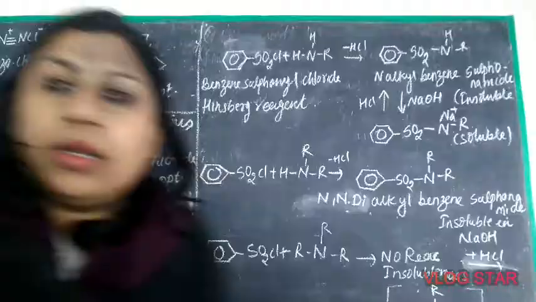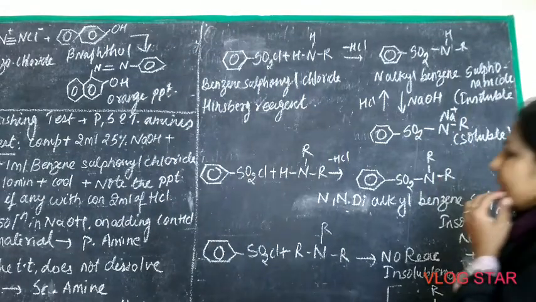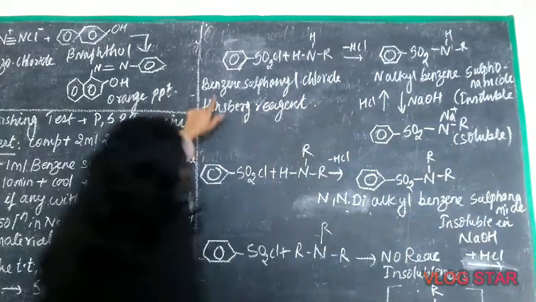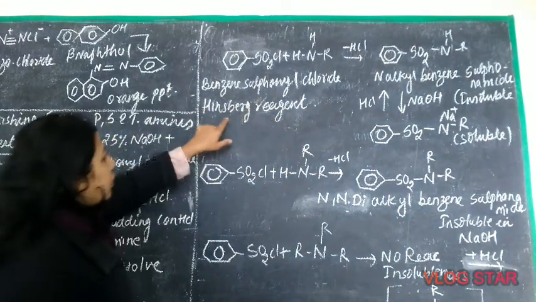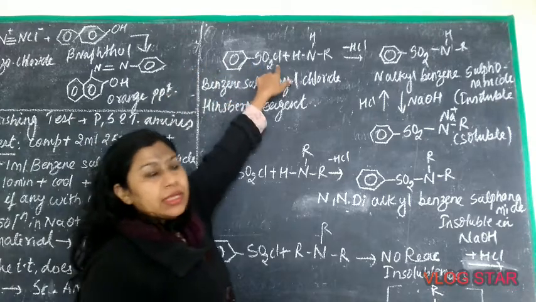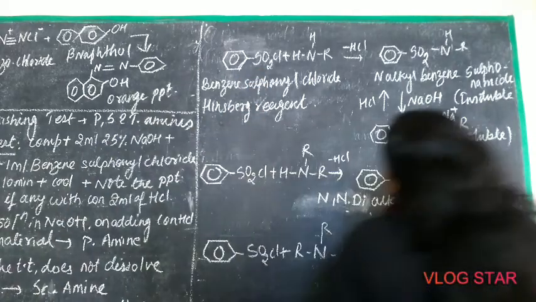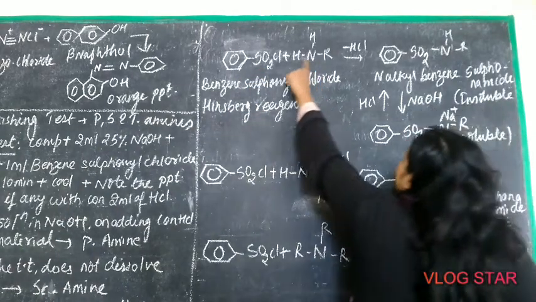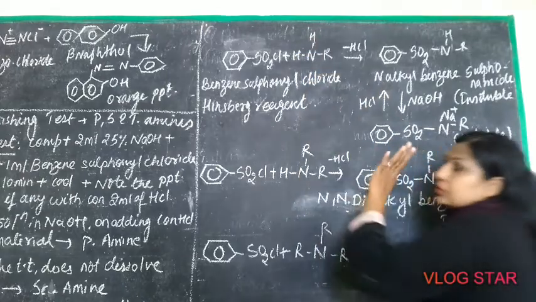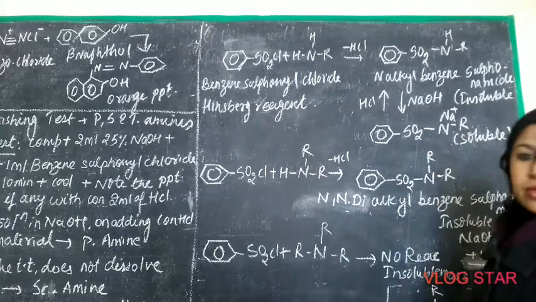Also in viva. Now we see the reaction for the Hinsberg test. This is benzene sulfonyl chloride, also known as Hinsberg reagent. The benzene ring with SO2Cl is benzene sulfonyl chloride. Now, when you take the primary amine, that is NH2R, then see the reaction.